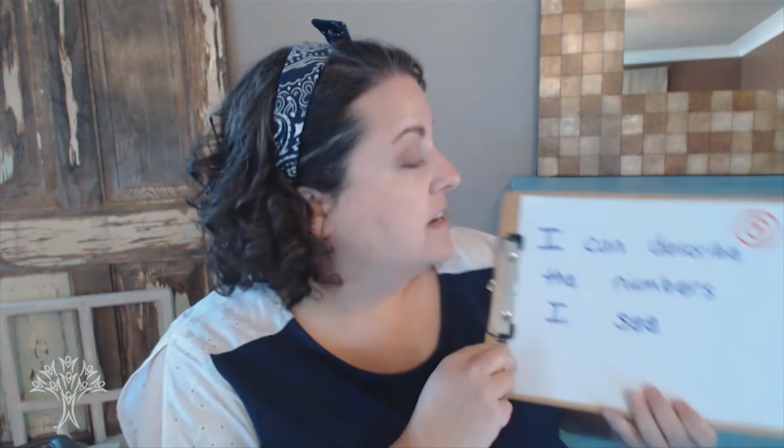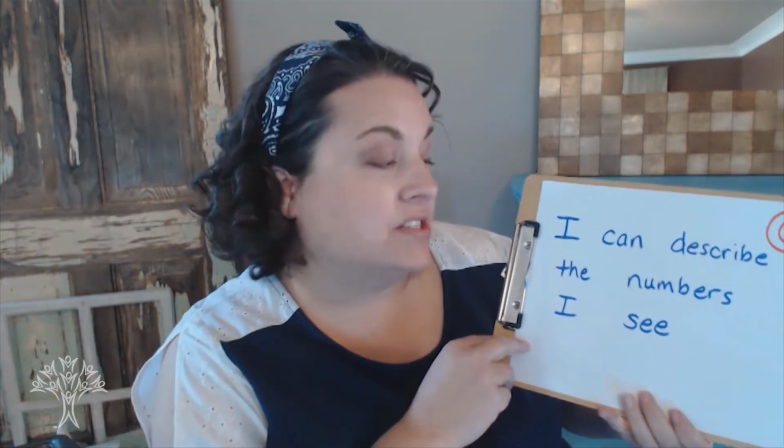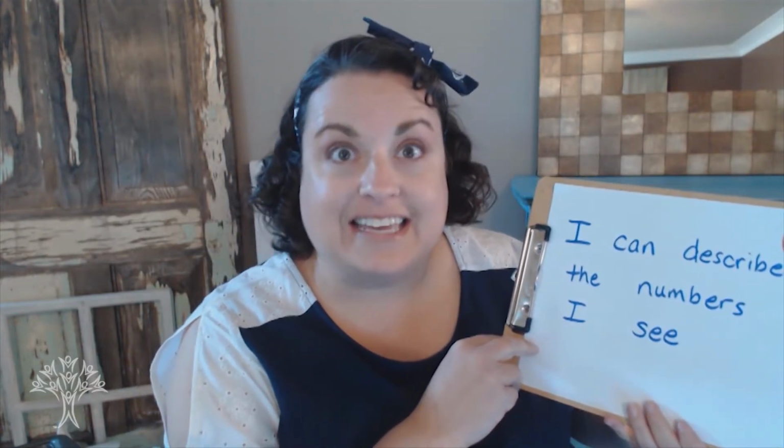Our learning target for today is I can describe the numbers I see. Mathematicians have to be able to communicate with each other, so it's important that we can talk numbers. It's also important that we can visualize or picture numbers in our head. Dot patterns can help us with this. If you've worked with me in the past, you might remember that we've done this before. I'm going to flash you some dot patterns very quickly, and I want you to tell me how many dots you see.